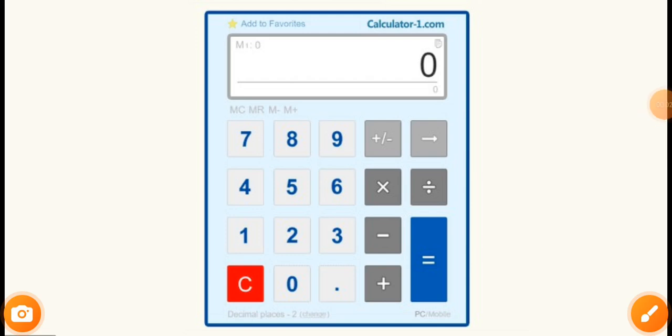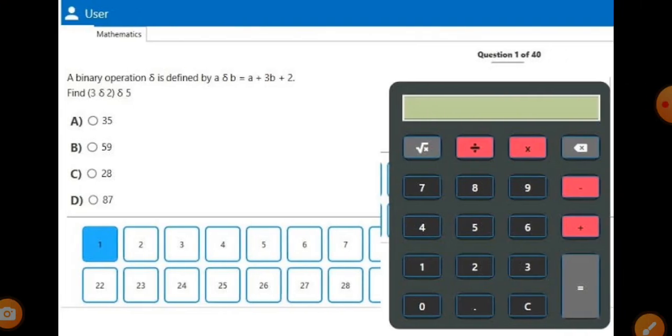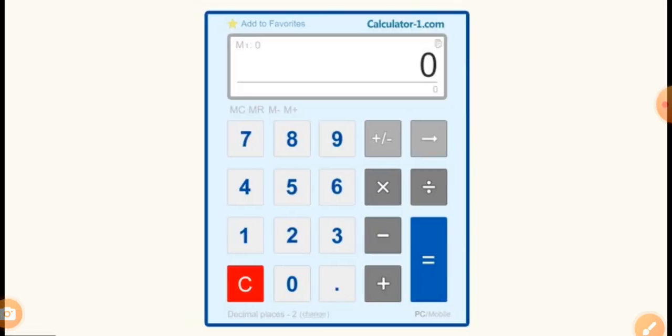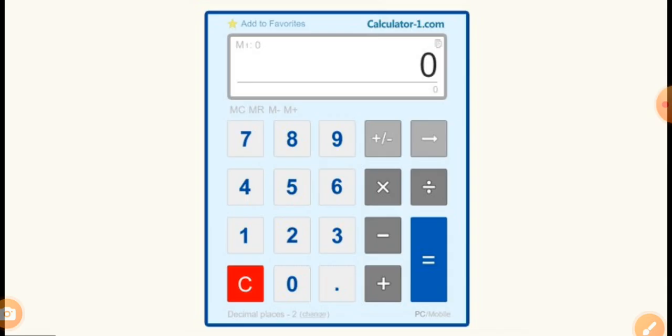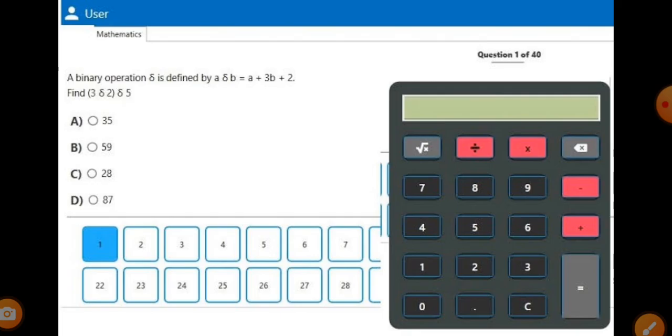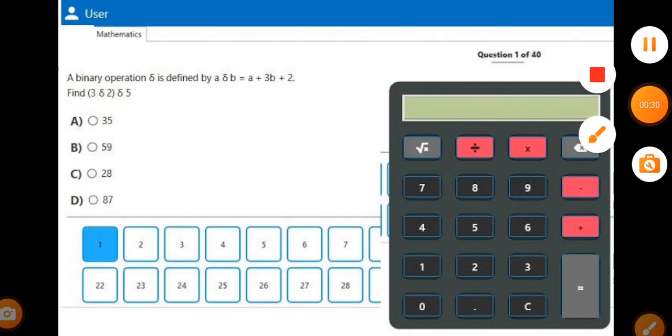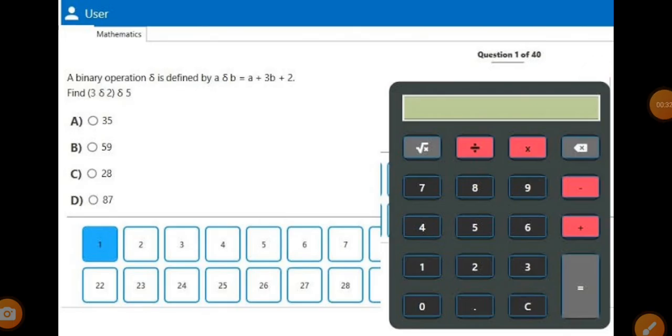The thing I'm going to say now is going to surprise many of you that are preparing for this JAMB exam. But I need to say it as a way of preparing you. Last year, over 77% of JAMB candidates failed. That is about 1.4 million persons failed JAMB. One of the reasons why they failed is that many of them were preparing with the scientific calculator. So I am giving you this video as a way of pre-warning you.